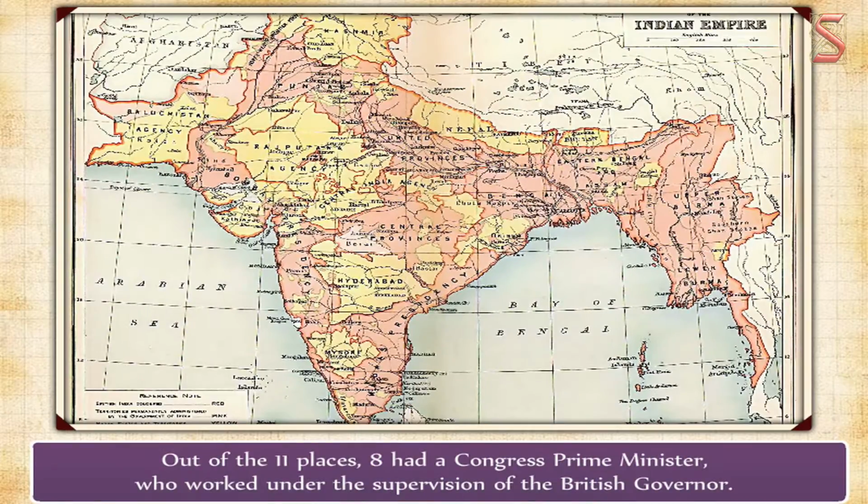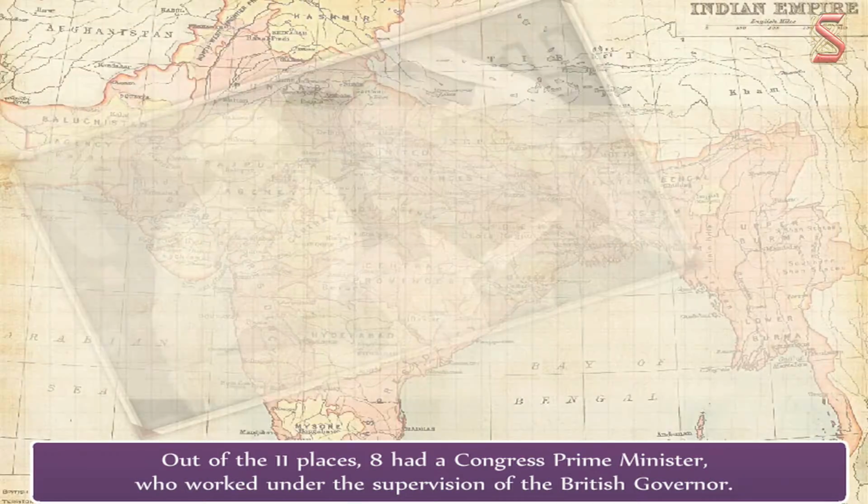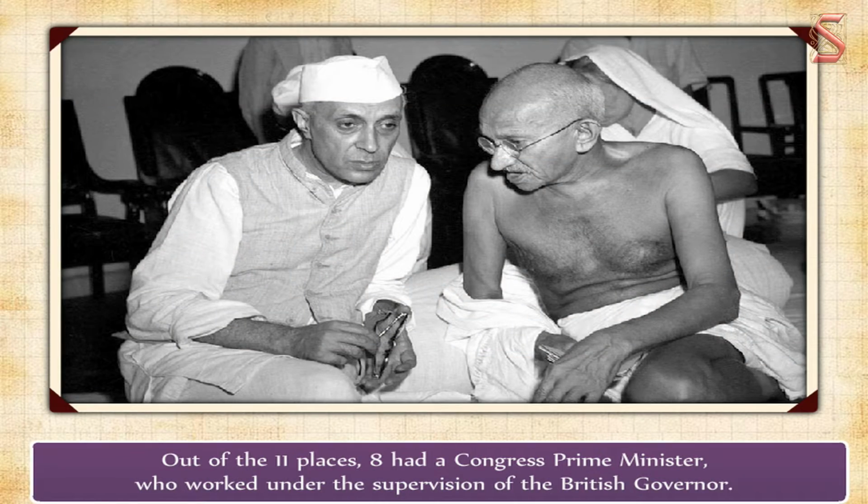In 1937, when the elections were conducted for the assemblies of the 11 provinces of British India, Congress won at most of the places. Out of the 11 places, 8 had a Congress Prime Minister who worked under the supervision of the British governor. It was at the same time that the world was sent into the Second World War.